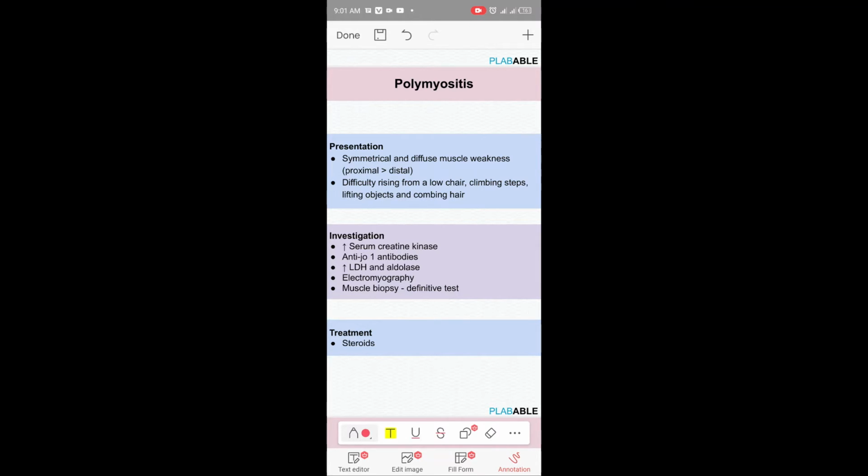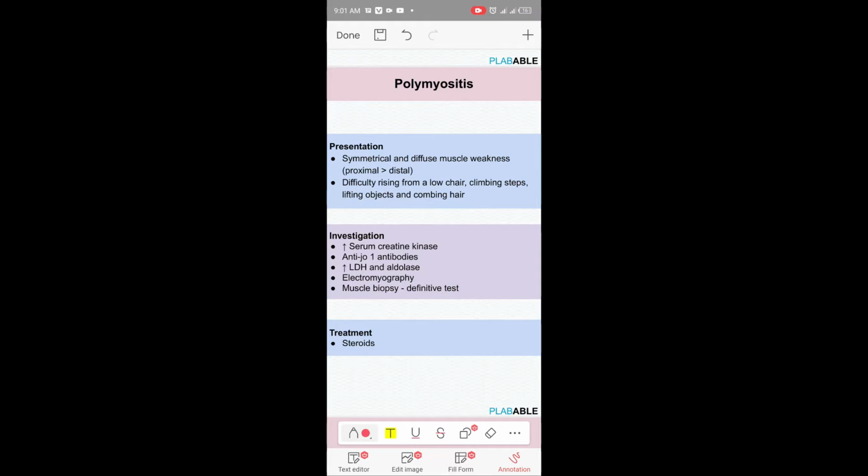Let me repeat: these are both inflammatory myopathies with progressive muscle weakness. In polymyositis, there is just muscle involvement. In dermatomyositis, there is muscle involvement as well as skin involvement. Polymyositis causes symmetrical and diffuse muscle weakness, proximal greater than distal. So patients have difficulty rising from a low chair, climbing steps, lifting objects, and combing hair.